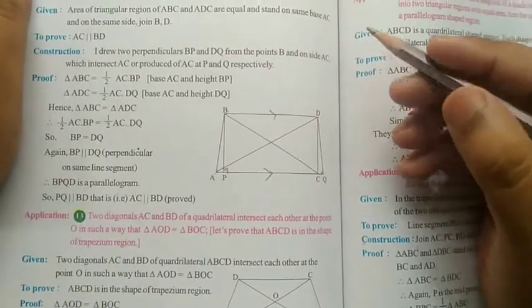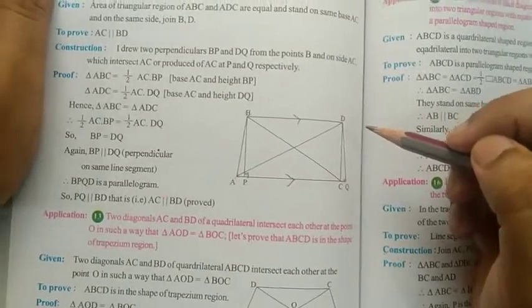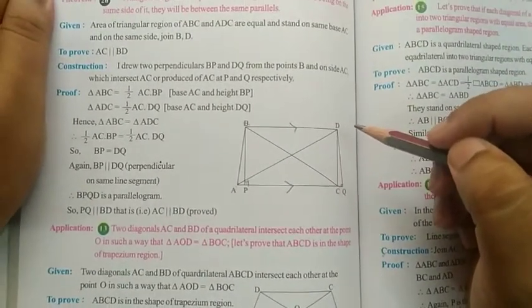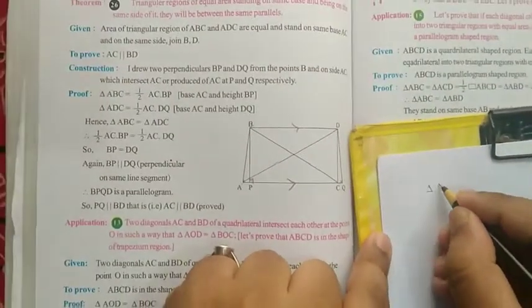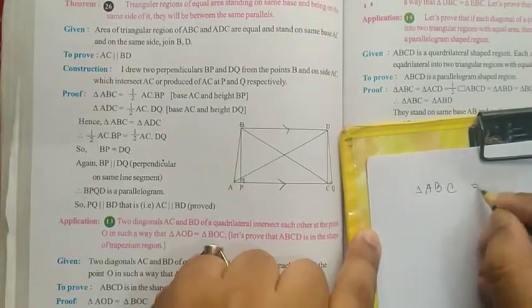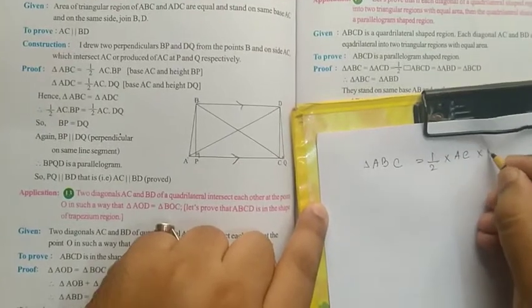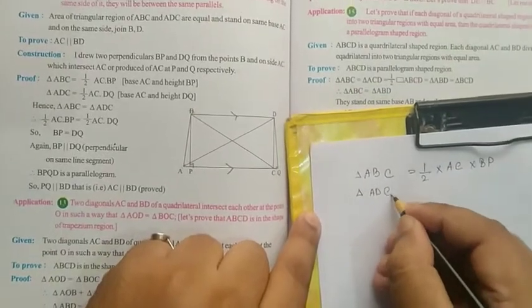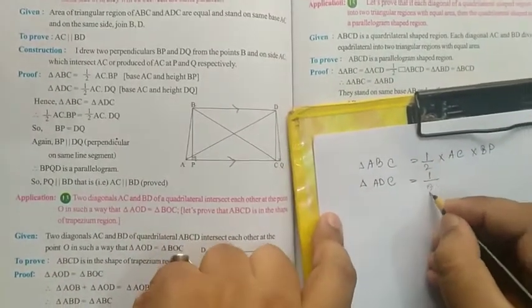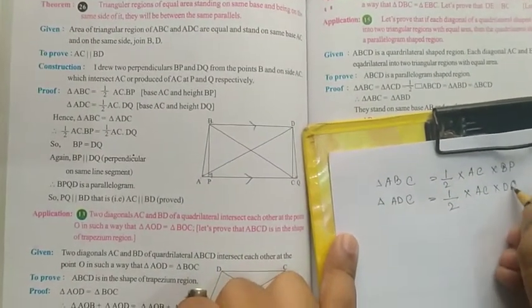So proof: in triangle ABC, we know the area of any triangle equals half into base into height. So here we have to write that triangle ABC area equals half into base, meaning AC, and height, meaning BP. And triangle ADC area equals half into base AC and height DQ.